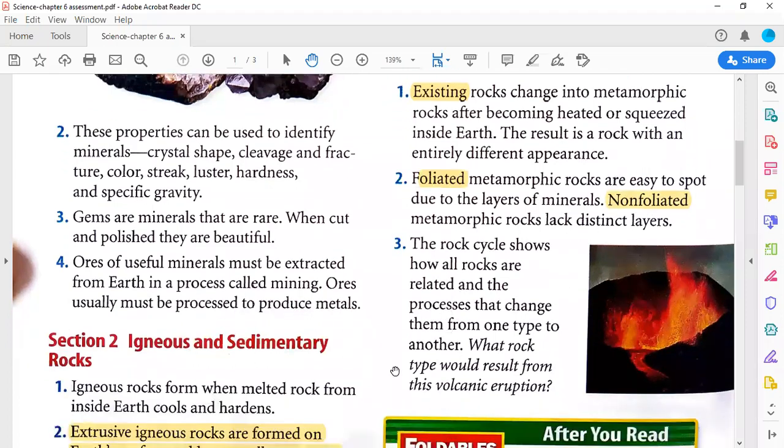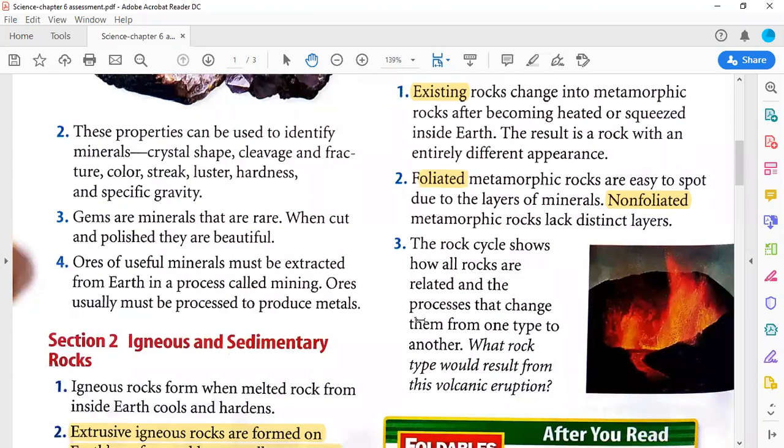Number 3, Angelica, because you were raising your hand, go ahead and read number 3. The rock cycle shows how all rocks are related and the processes that change them from one type to another. Thank you very much. Okay, there is a rock cycle on page 185. I don't have it on the computer, but you do have it in your book.